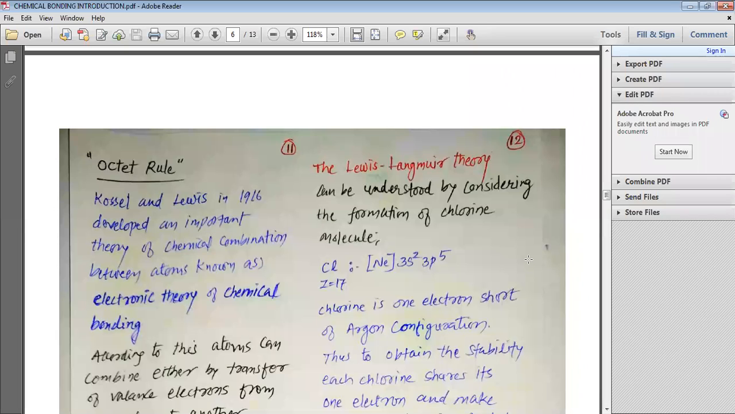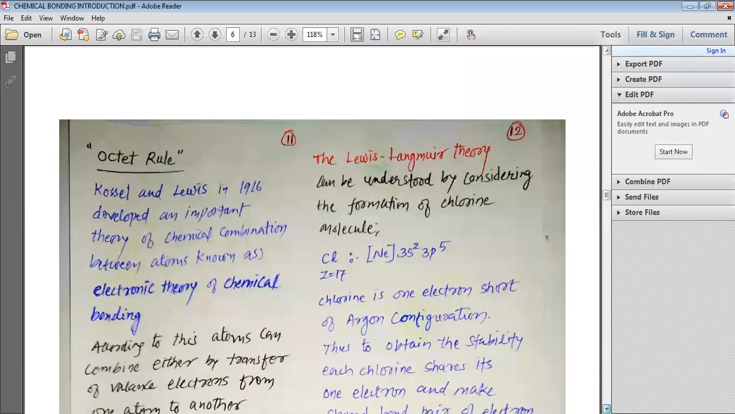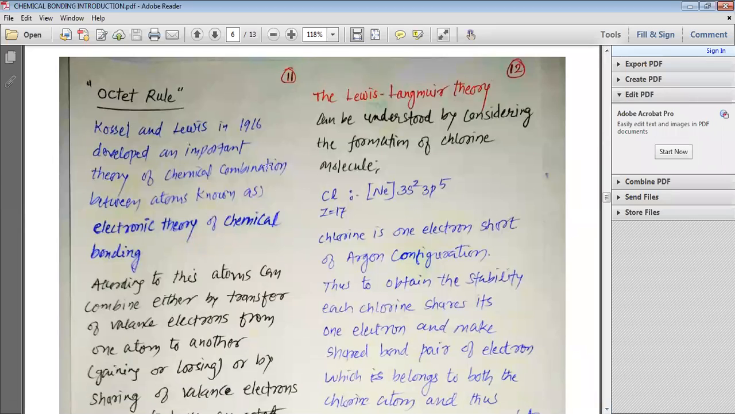In the last period, we have studied the octet rule. According to Kossel and Lewis, generally when elements form compounds, they do so because they want to be stable. The stability is obtained by attaining the octet. What is octet?